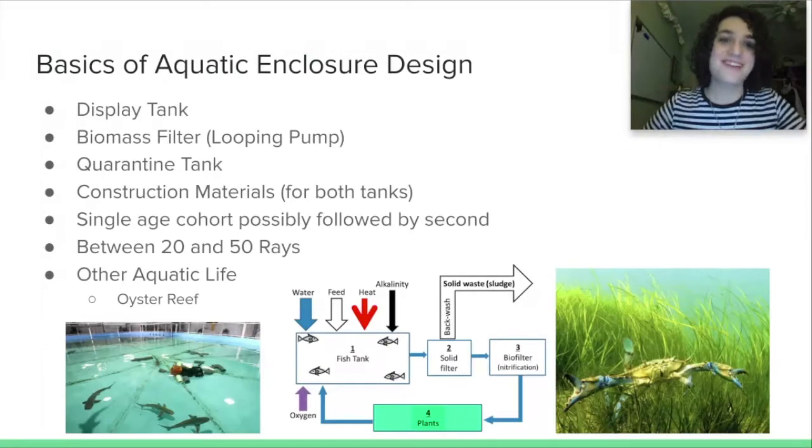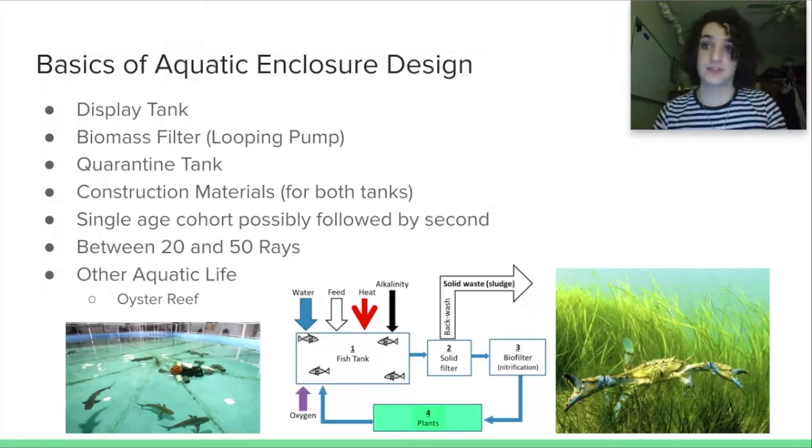All right, so now on to the basics of the aquatic enclosure design. For this design, we're going to have a 2-tank setup, which is pretty standard fare, a display tank, and a quarantine tank. The display tank is for the guests who view the animals and where the animals will spend most of their time. And the quarantine tank is where they will be situated when they first come into the aquarium, where they will go for monthly checkups and in case anything goes wrong with the tank or the individuals themselves.